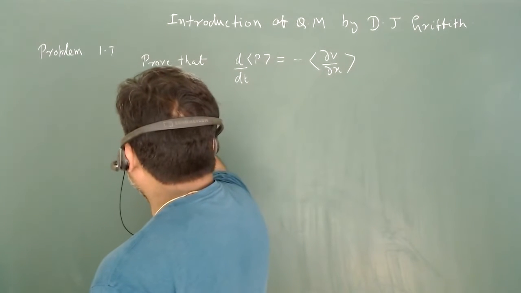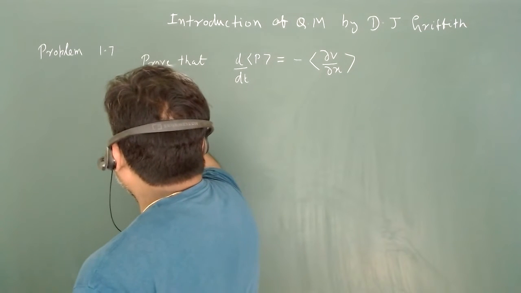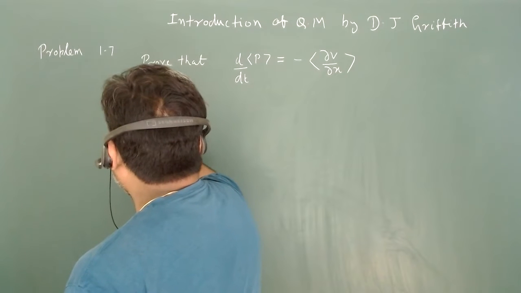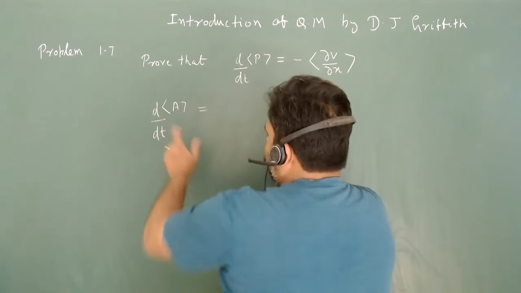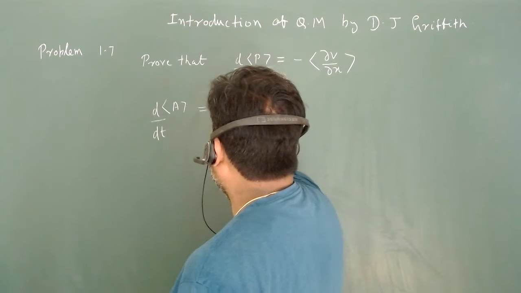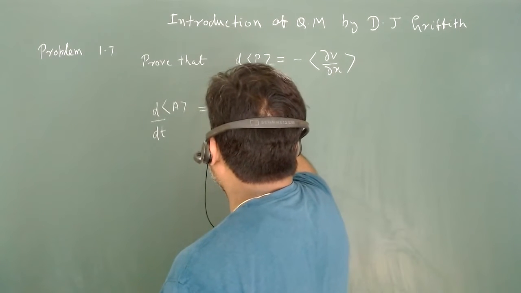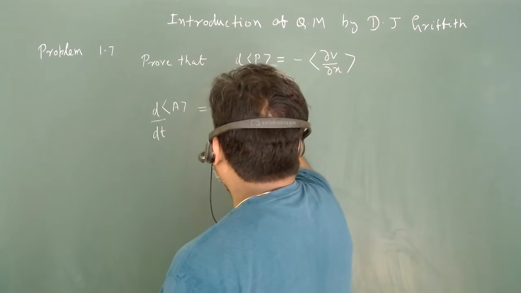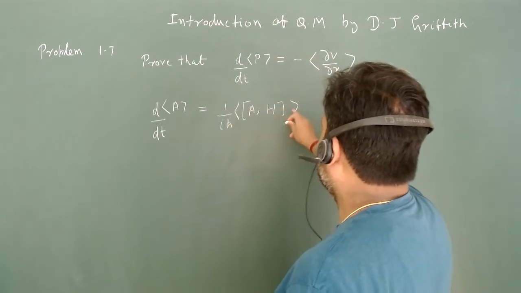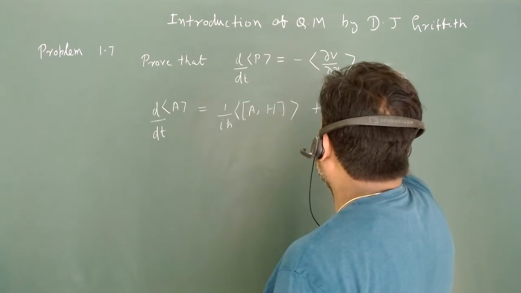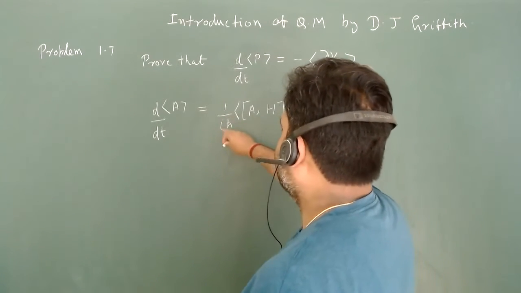In the Ehrenfest theorem, it is given that suppose I have any dynamical variable A, and we want to see the time derivative of the average value of A. d/dt of the expectation value of A is equal to 1 upon i h-bar, times the expectation value of the commutator of A and H, plus the expectation value of del A upon del t. The 1 by i h-bar is this part.